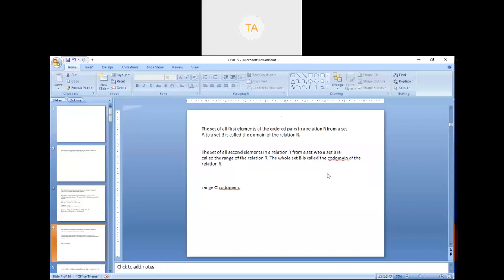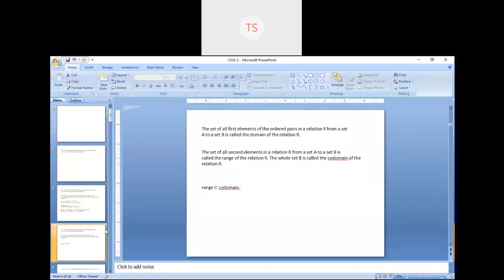Okay. So range is always a subset of codomain. Why? Because from the definition of codomain, it is clearly given that the whole set B is the codomain. But the definition of range says that some particular elements of the second set, that means the codomain, are the range. So range is some particular elements from the codomain. That's why range is always a subset of codomain. Is it clear? Codomain means the whole set B. But for range, we have collected only those elements which are related to some elements from the set A. So that's why range is always a subset of the codomain.